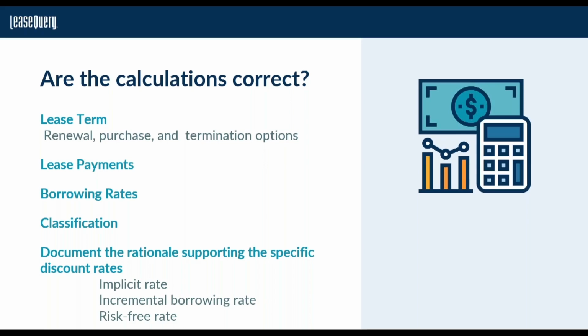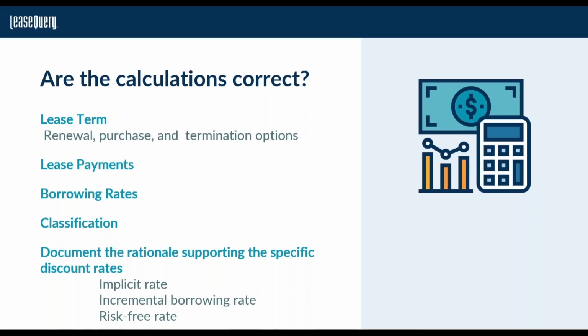For the lease term, we've talked about this previously. It's not just as simple as looking at your start and end date, but you have renewal options, termination options, purchase options that you'll have to consider if they're reasonably certain, because they'll impact your lease term. So you want to have policies in place to ensure that your employees are analyzing the contracts, and if the options are reasonably certain based on your policies, that they are accounting for those correctly.